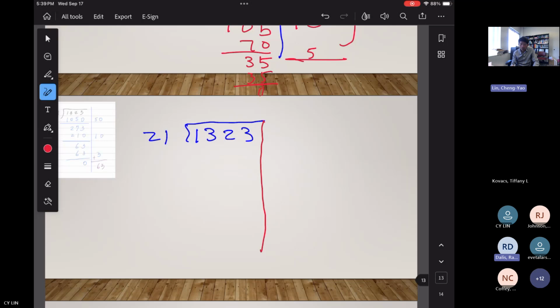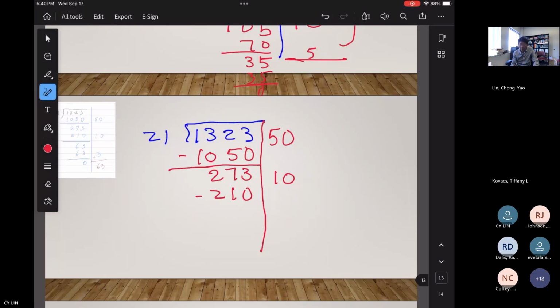Let's say I want to start with 50. So take 50 times 21. I got 1,050. And I will subtract this. I will have 273. And next, I take a 10. 10 times 21 is 210. Subtract this, I will get 63.